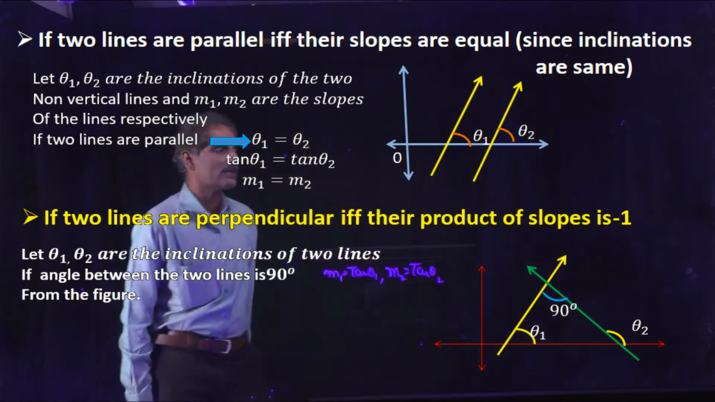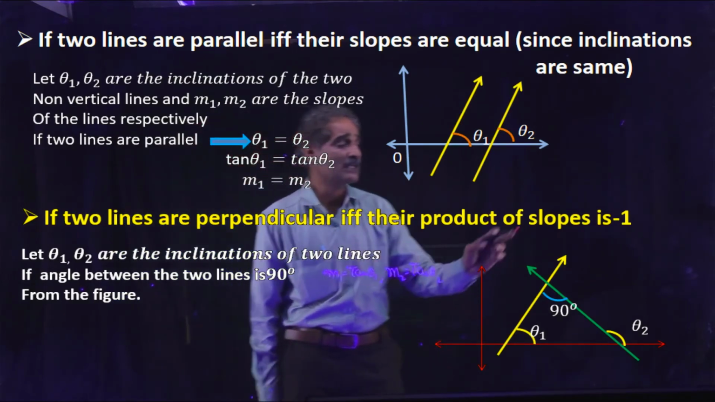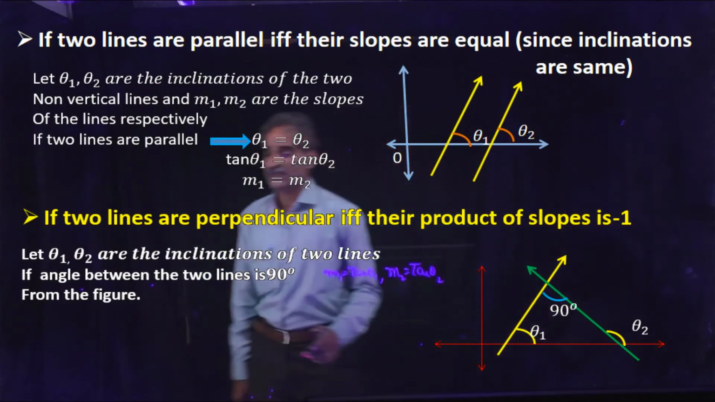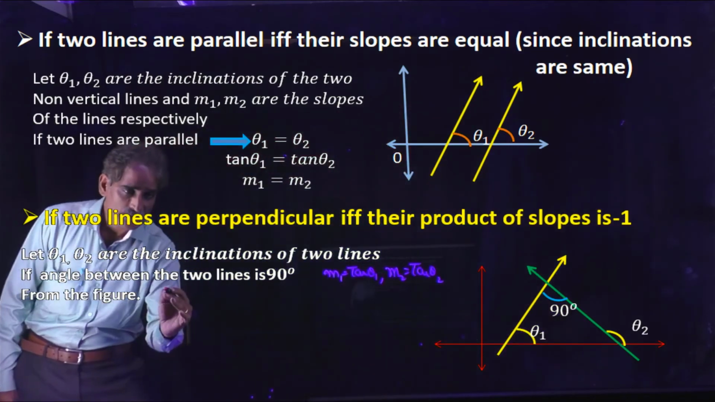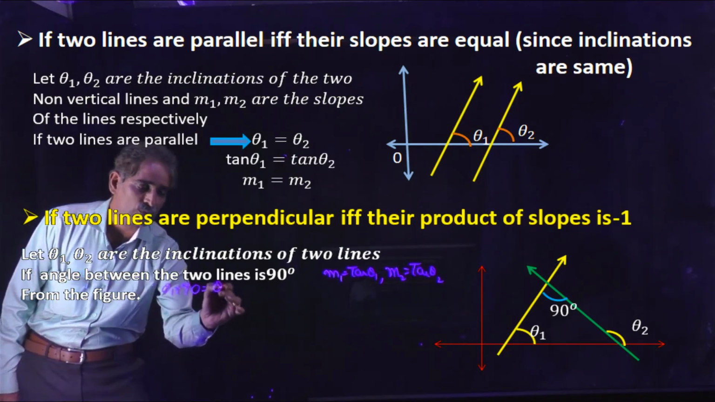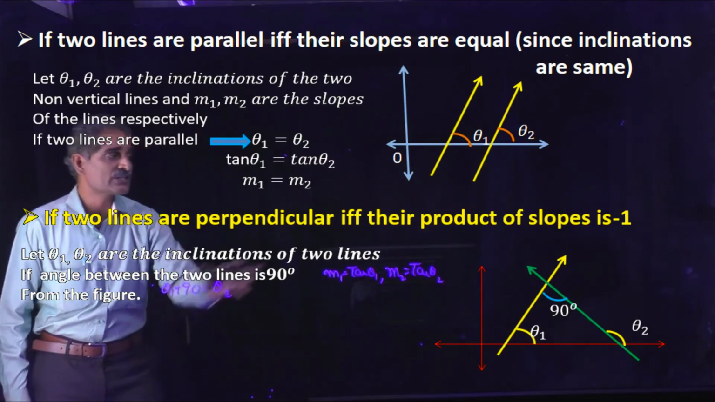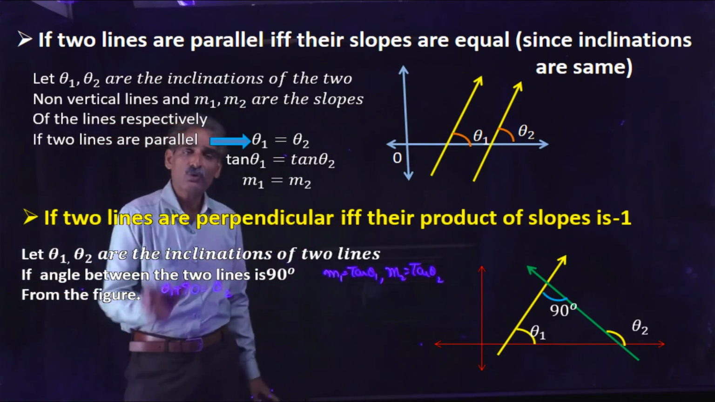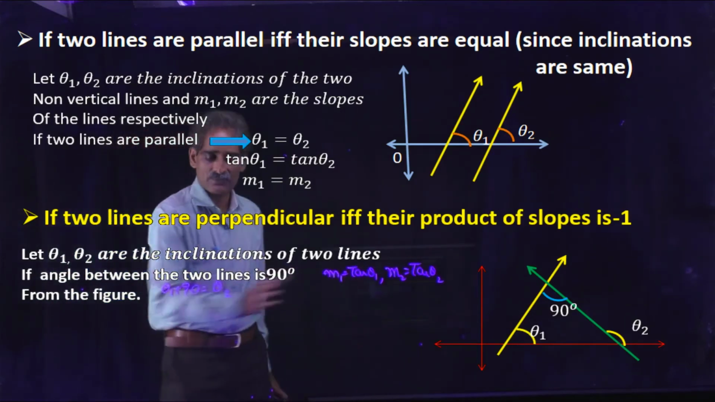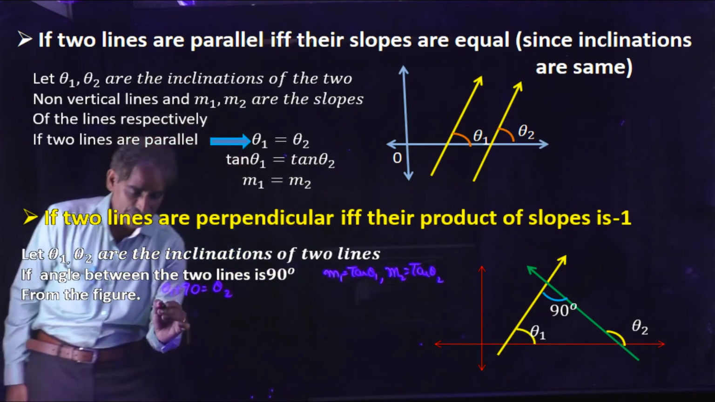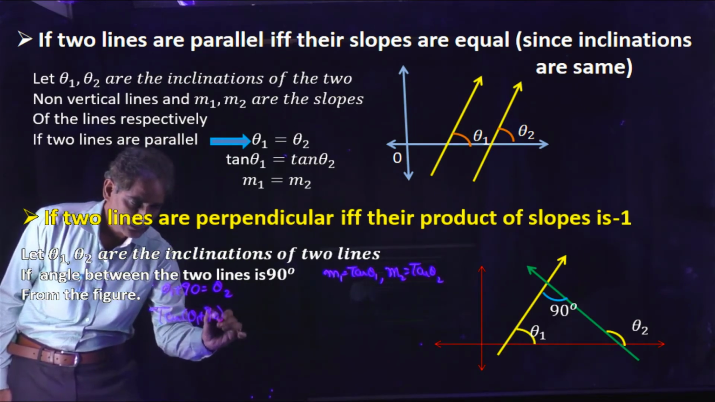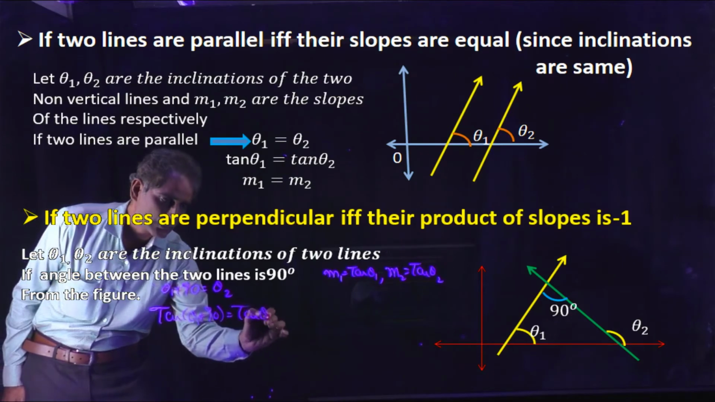Now observe the figure. Sum of the interior angles equals the exterior angle. That means theta 1 plus 90 is equal to theta 2. Therefore, theta 1 plus 90 is equal to theta 2. This is the relation from the figure. So you have to find out the relation between slopes. Slopes are nothing but tan theta 1. For that, apply tan on both sides. So here, tan of (theta 1 plus 90) is equal to tan theta 2.